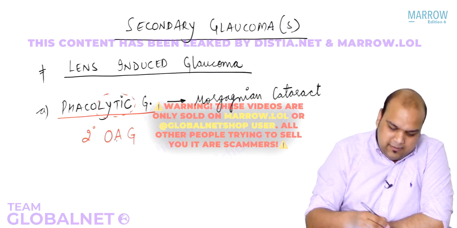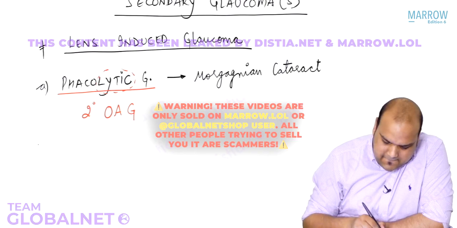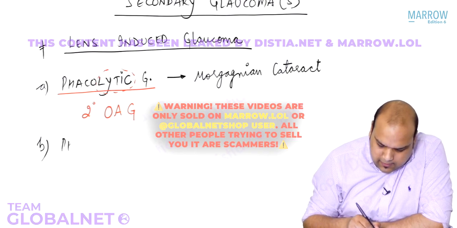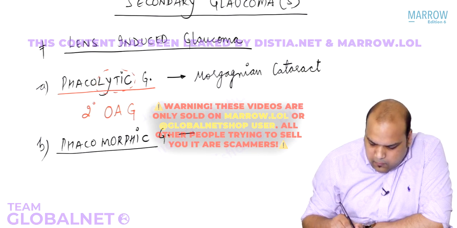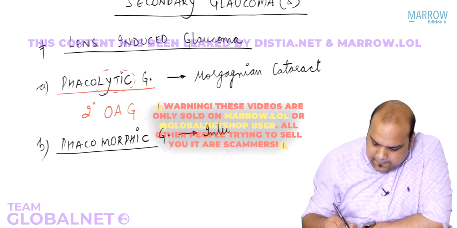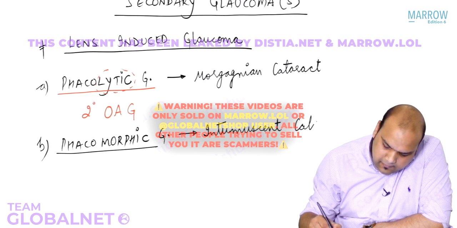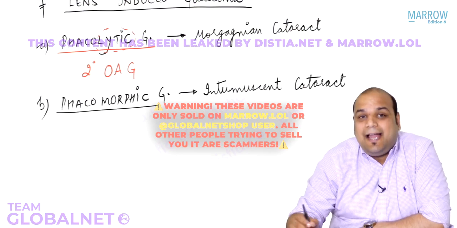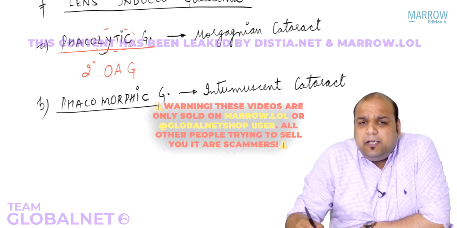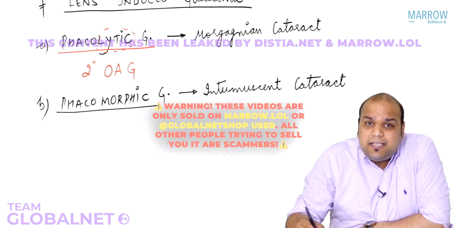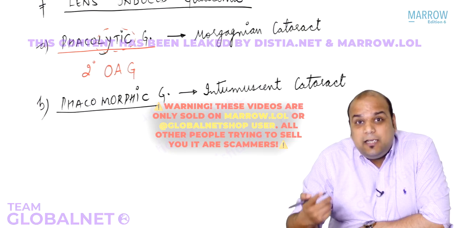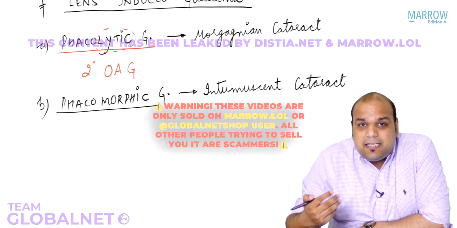Now, the second lens-induced glaucoma is phacomorphic glaucoma. Phacomorphic glaucoma is caused by intumescent cataract. If you understand by the name, intumescence means swelling, swollen lens, intumescent cataract. Yes, guys, the lens has become swollen.